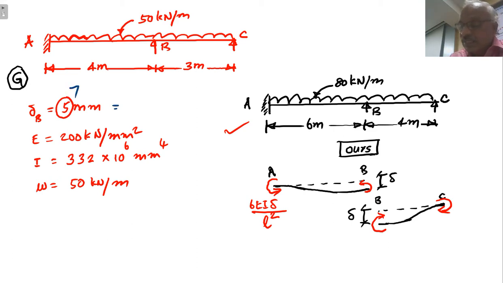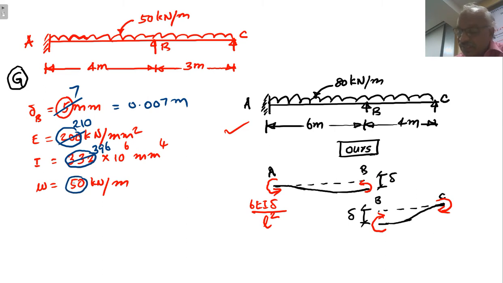So 7 mm means it is 0.007 meters. In the place of 200, I will take E as 210. So this 332, I will make it as 396. Let us forget about the values given in the GATE. I will just change the values, and W, in the place of 50, I will take it as 80. So these are the values for which we are going to solve the problem.